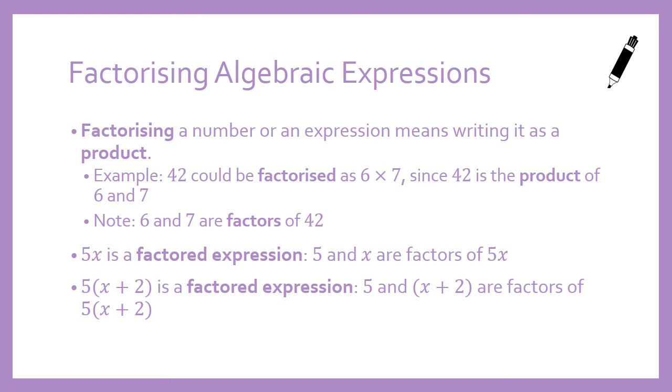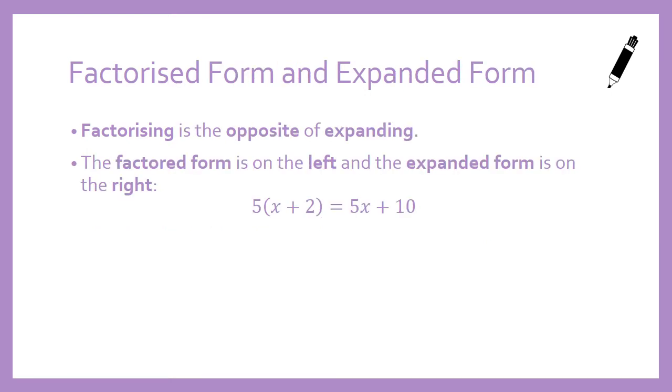So what may be a bit different is that 5 times x plus 2 in brackets is a factored expression. 5 and x plus 2 are factors of 5 times x plus 2. So when we are dealing with factorizing and expanding, like last lesson, we need to look at our factorized form and our expanded form. So factorizing is the opposite of expanding, as I mentioned in the start of this video. So the factored form is on the left and the expanded form is on the right. Can we see on the left there that we have 5 times x plus 2?